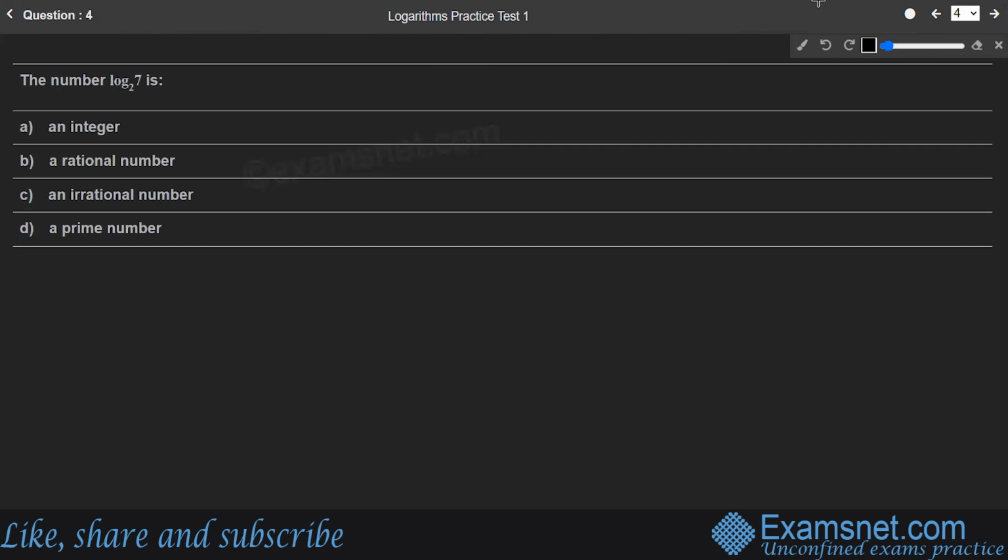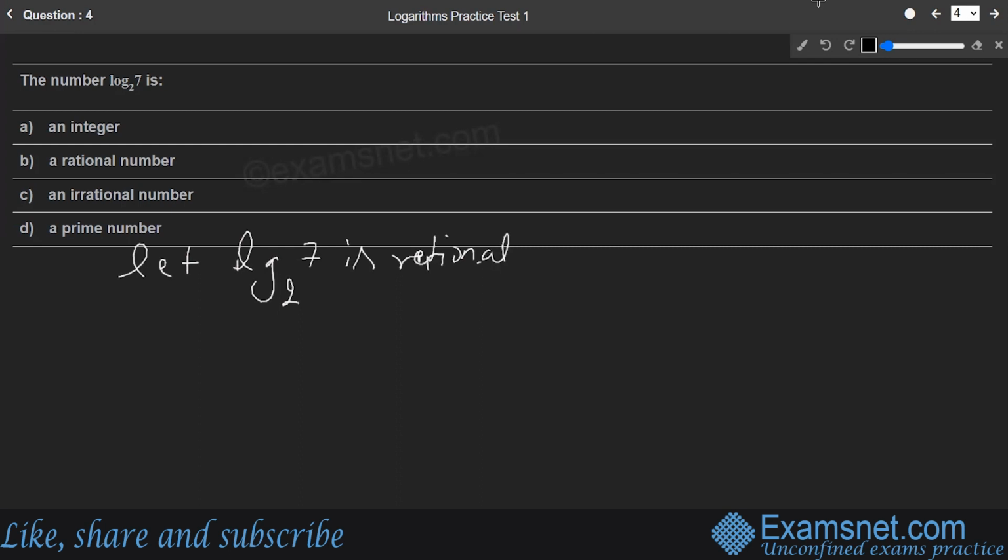Next, the number log base 2 of 7: is it an integer, a rational or irrational number, or a prime number? So this is what we need to check. Let us assume it is a rational number first. Let log base 2 of 7 be a rational number.